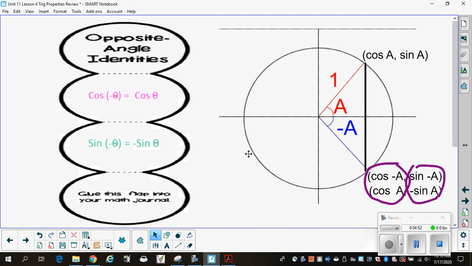Again, opposite angle identities. Here's a picture that explains it. You should know these. You can draw this in your notebook so you understand.